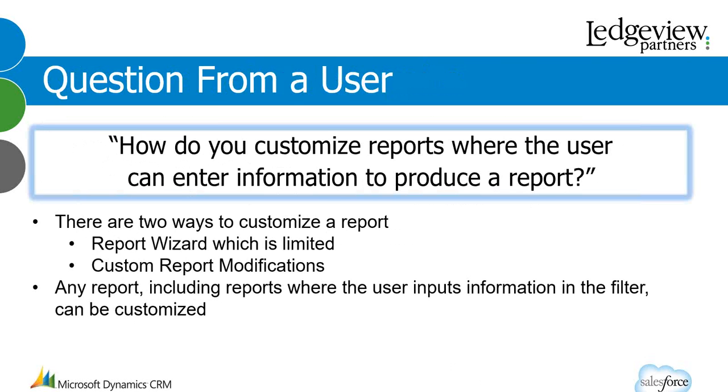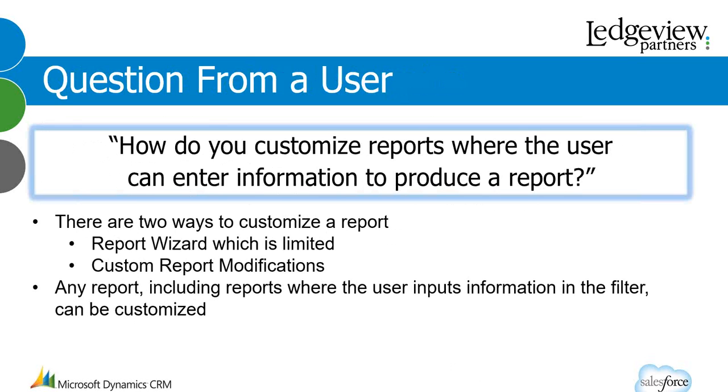So let's just jump into some questions from our users. Our first question is, how do you customize reports where the user can enter information to produce a report? I'm going to answer this question with a bit of an assumption. I'm assuming that by entering information, you mean the ability to filter and enter that information for the filtering.